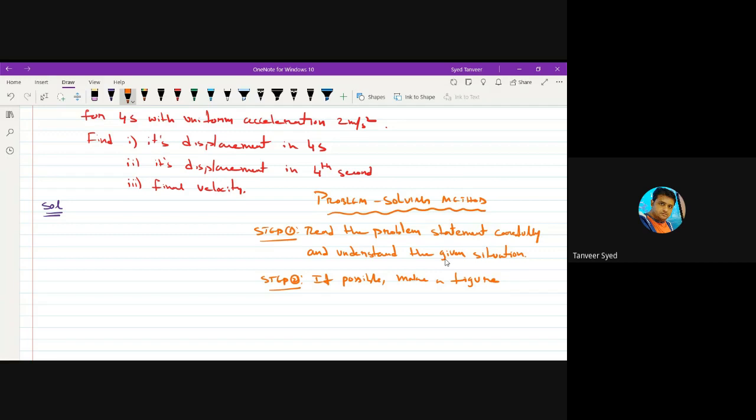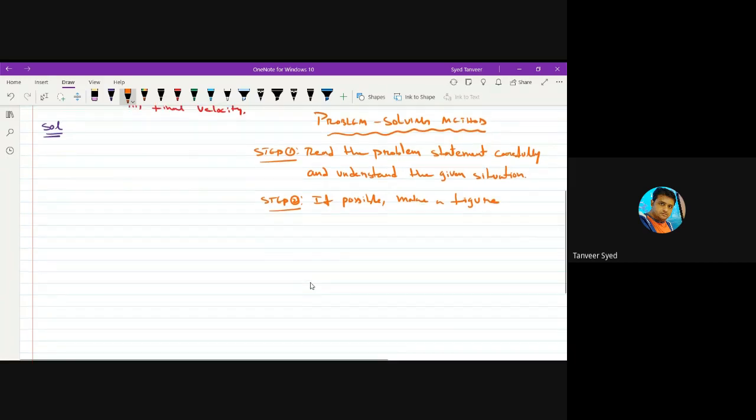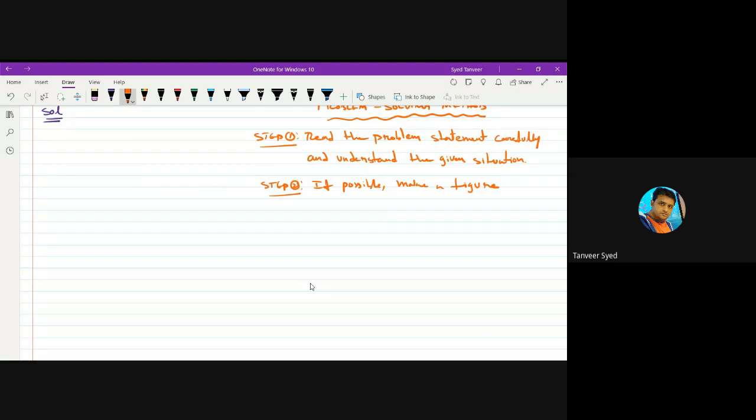Drawing a figure might not be possible in each and every question, but wherever it is possible to show that situation diagrammatically, you can draw a figure. It will give more clarity to you. So if possible, make a figure. And while drawing this figure, don't focus on drawing. Your drawing skills are not being tested here.